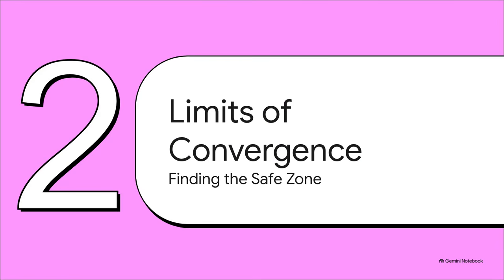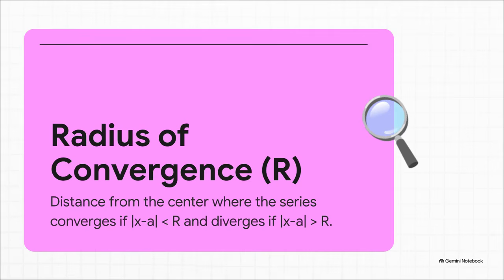Moving on to part 2. The limits of convergence. Now, every superpower has its limits, right? So the absolutely crucial thing to know here is the radius of convergence, which we denote as r. You can think of this as the safe zone. If your x value falls within this distance from the center a, the infinite series behaves itself. It converges nicely to a real finite number.